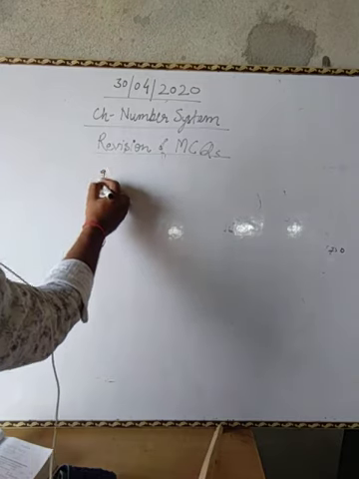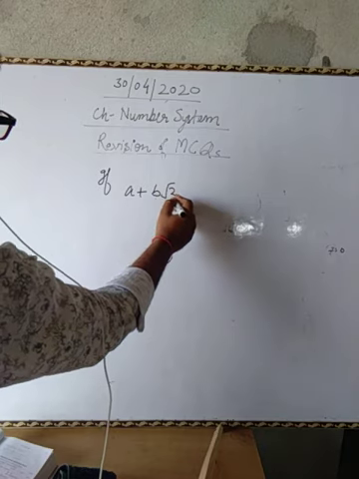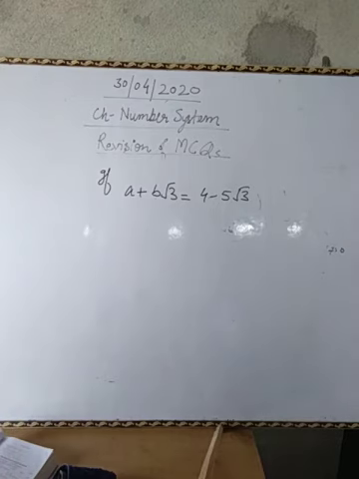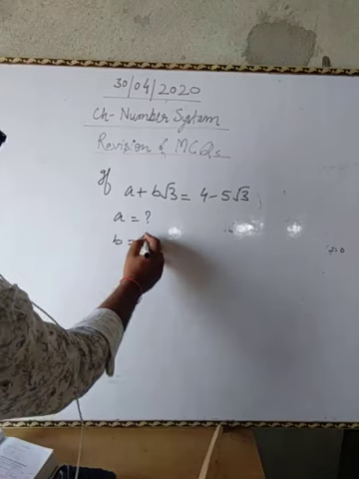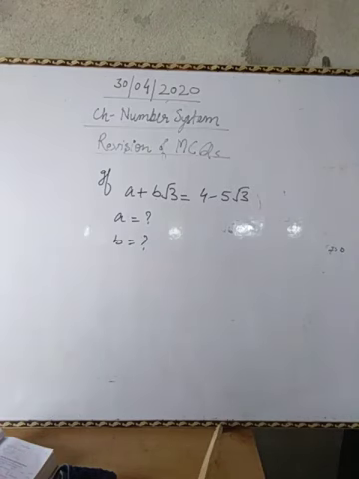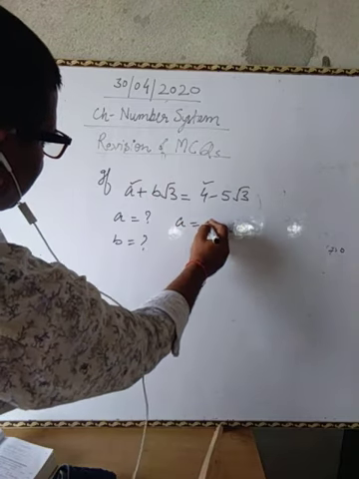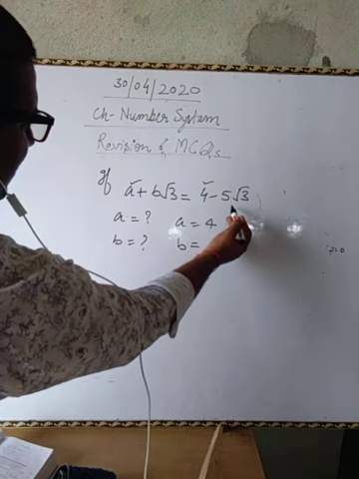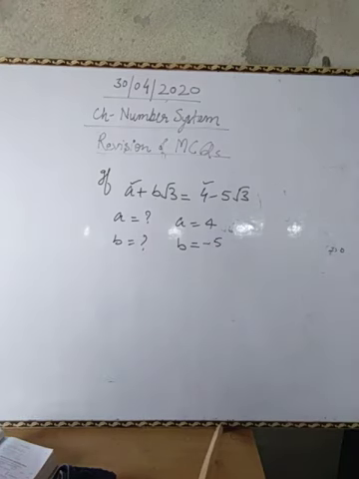If a plus b root 3 equals 4 minus 5 root 3, then what should a be and what should b be? Comparing, we can write that a should be equal to 4, therefore a equals 4, and b is the coefficient of root 3, that is minus 5. Then this is the result. Correct?